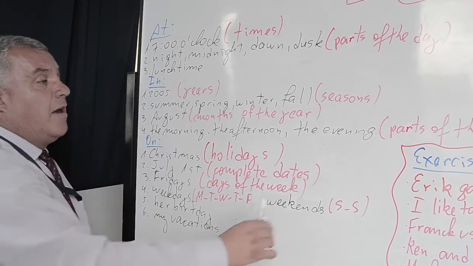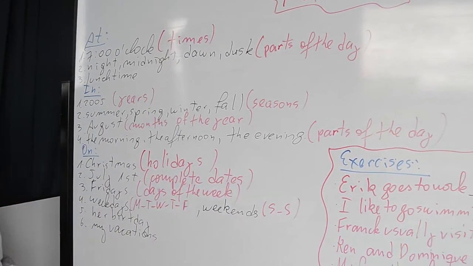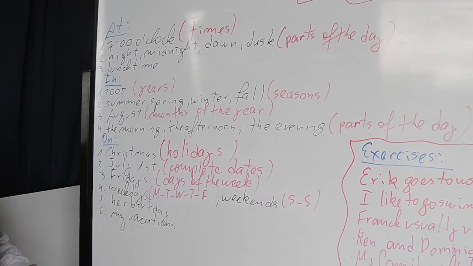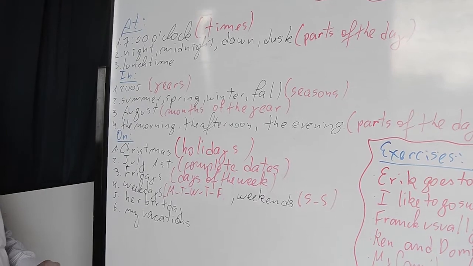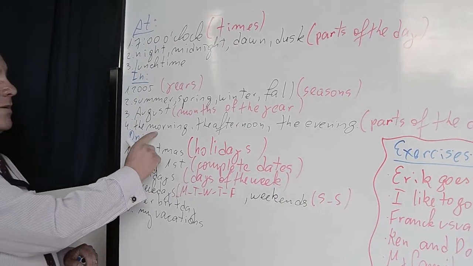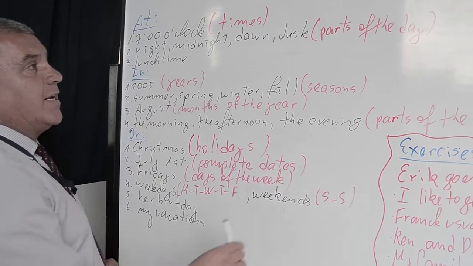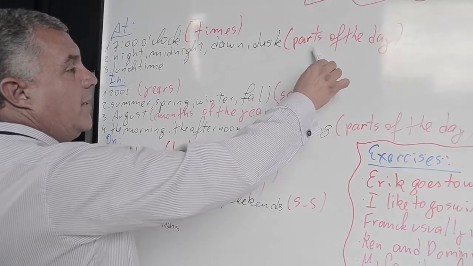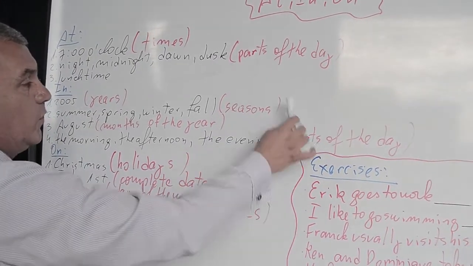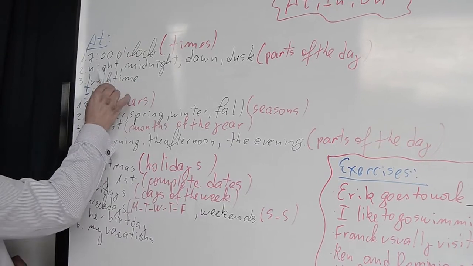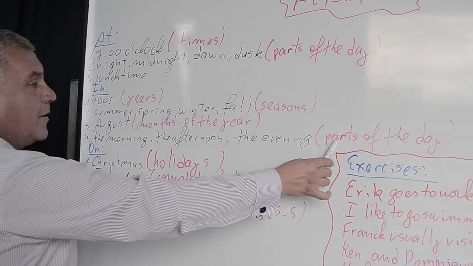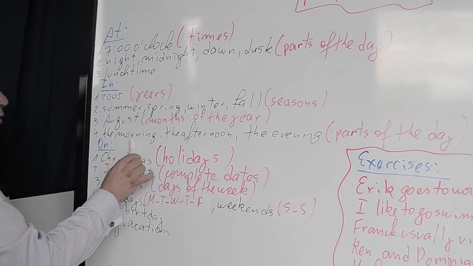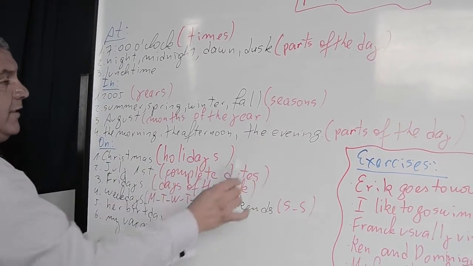And finally, parts of the day: the morning, the afternoon, the evening. For example, I don't like to eat breakfast in the morning. Now be careful. Don't confuse parts of the day. In this case, with at is night, midnight, dawn, and dusk. Parts of the day with in is the morning, the afternoon, the evening.